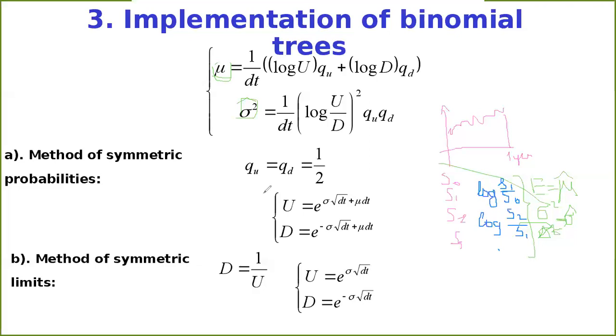In the first case, if this probability equals 1 divided by 2, the solution of this system will be as follows. But if we apply the method of symmetric limits, that is, d equals 1 divided by u, the solution of this system will be as follows.